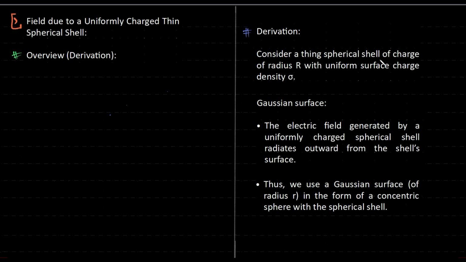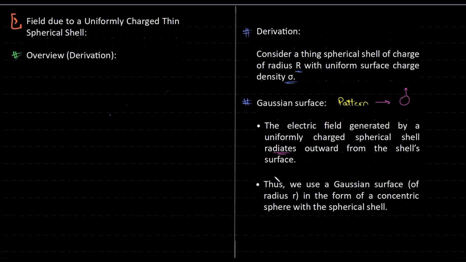Consider a thin spherical shell of charge of radius r and uniform surface density sigma. Now the Gaussian surface: what is the pattern of the electric field? Obviously it is radiating outward, as if we have a unit charge. And what should the surface be then? Spherical. It should be commonsensical to you now. The electric field line generated by a uniformly charged spherical shell is going to be radiating outward from the shell's surface. It's always perpendicular to the surface.